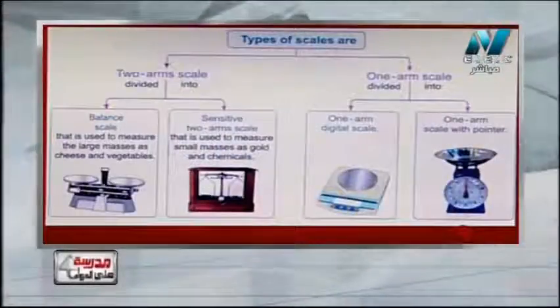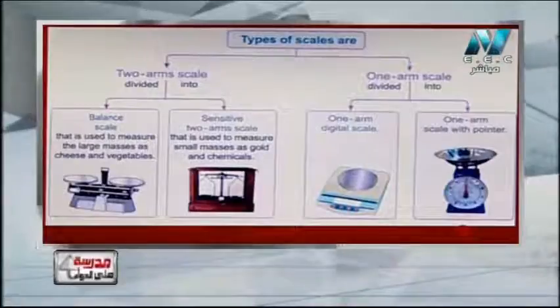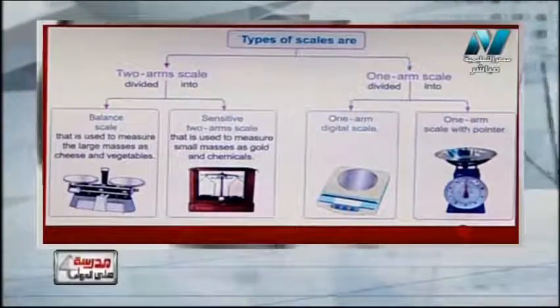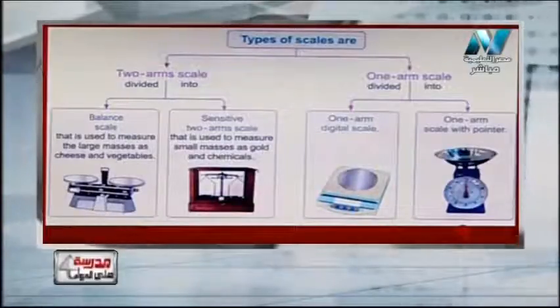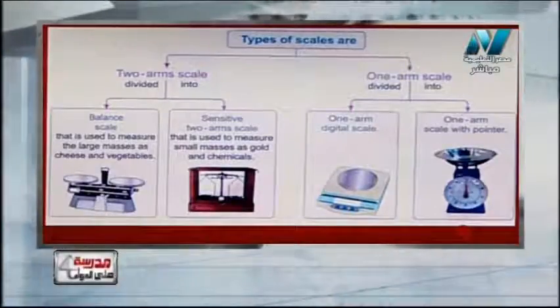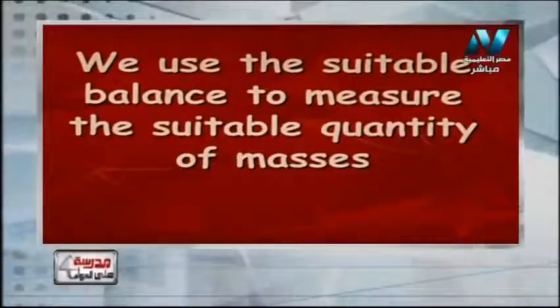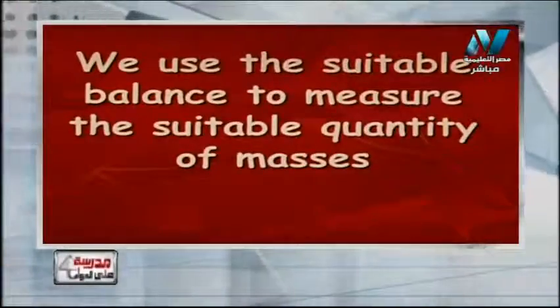هنا picture بتجمع لي كل صور السكيلز اللي عندنا في المنهج: common balance أو balance scale, sensitive 2 arm scale, digital 1 arm scale and at last 1 arm scale with a pointer. So now نوت بينا ملاحظة مهمة جدا، إيه هي؟ We use the suitable balance to measure the suitable quantity of masses.